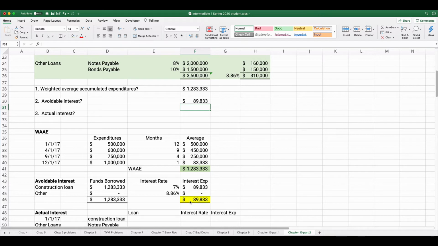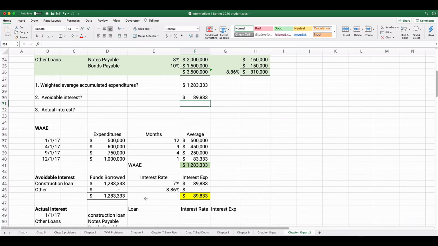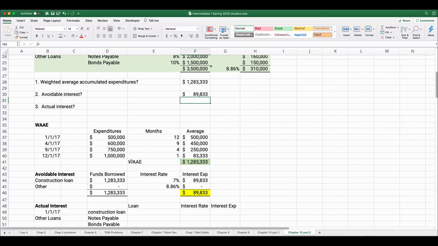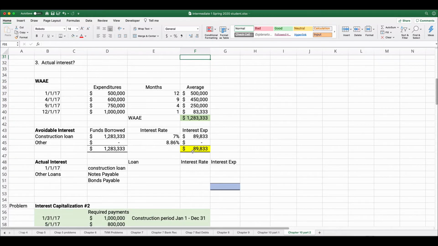Now we're going to capitalize the smaller of the avoidable interest or the actual interest. Honestly, on these problems, I think the actual interest is always going to be larger than the avoidable interest. I don't know of an example where the avoidable would be more than the actual. So generally, that's going to be the interest capitalized number. All right, so let's look at the actual interest.